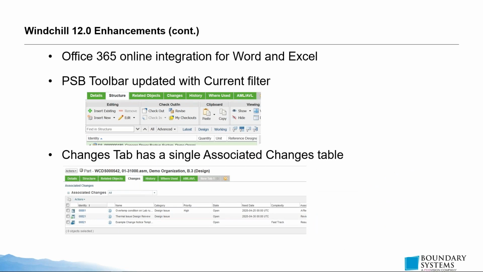Also with the changes tab, instead of having multiple sections as far as the associated objects, everything will now be in a single tab when we're going to the changes. So whether it be a variance report, a change request, a change notice, all those different items that we can create will all be in a single table display now for us to view.